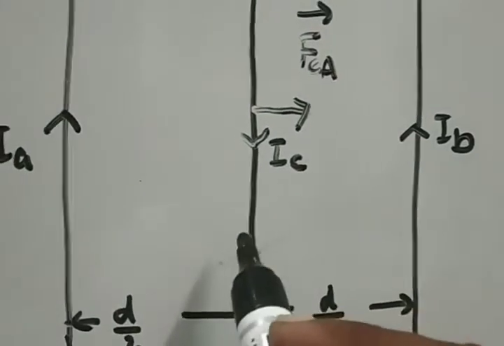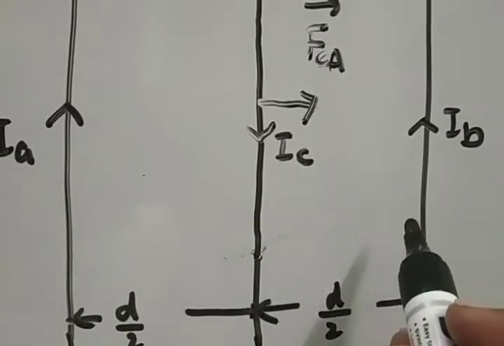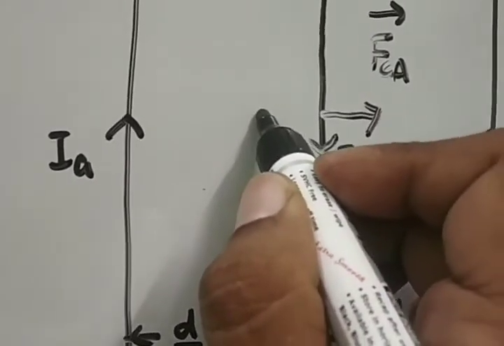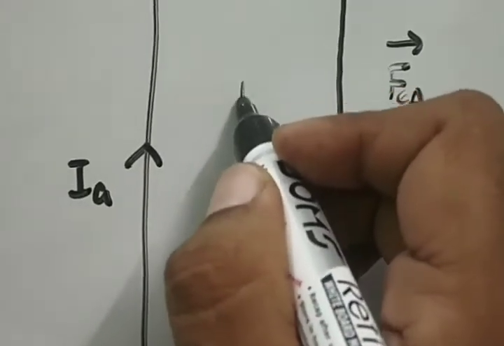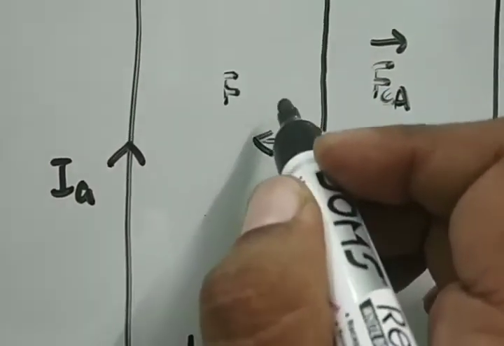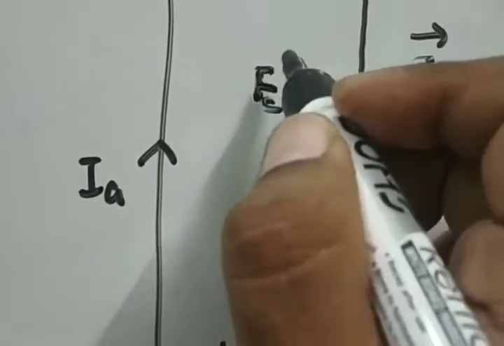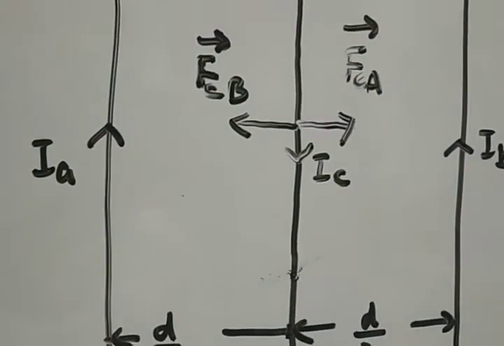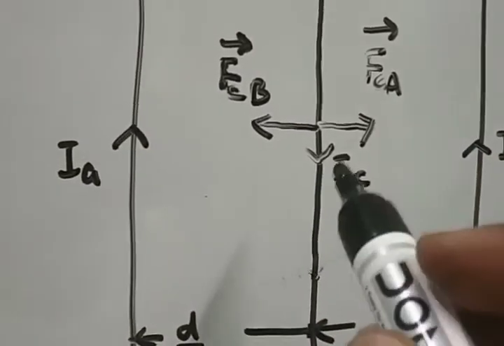Now we come to these two wires carrying currents. Again the currents are in opposite directions. So there will be the force of repulsion. So the force on C due to the wire B will be towards left direction. That is FCB, force on C due to the wire B. It means the directions of these two forces are just opposite.